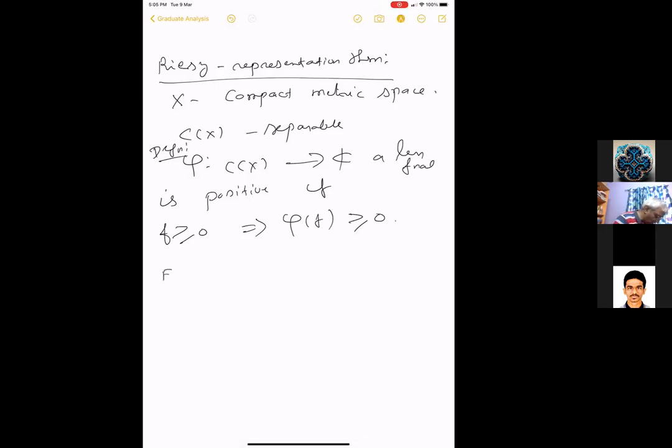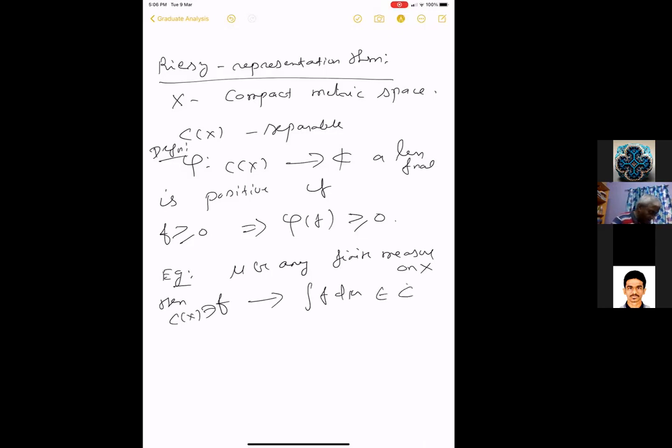An example of a positive linear functional: you can take any finite measure mu, a nice finite measure on X. Then f in C(X) goes to the integral of f d mu. This is a number in C. This is linear, of course. It's clearly a linear function, and it is an example of a positive linear functional. That is just clear: if you take any positive function, then the integral is also positive.